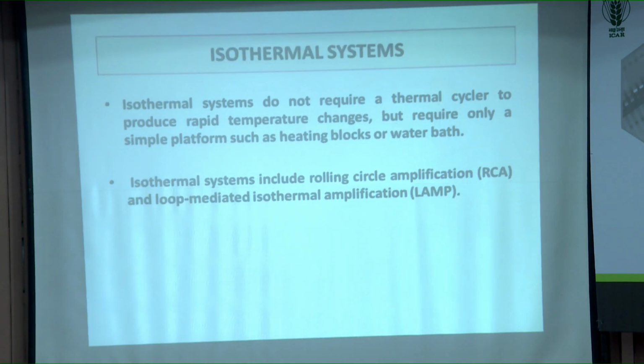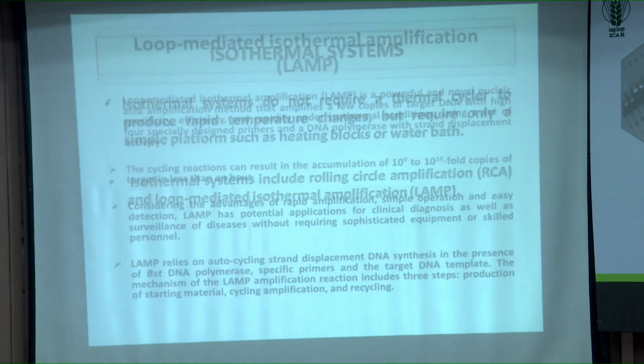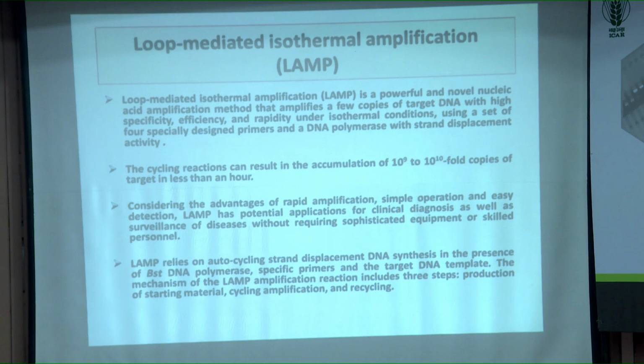Then further, some isothermal systems are also there. Isothermal systems do not require a thermocycler to produce rapid temperature changes, but require only a simple platform such as heating blocks, a water bath or a dry bath. Some examples of isothermal systems are rolling circle amplification, RCA, and LAMP. Nowadays LAMP is very common for the detection of plant pathogens. This is loop mediated isothermal amplification, another variation you can use for the development of markers, and these are the details of LAMP.